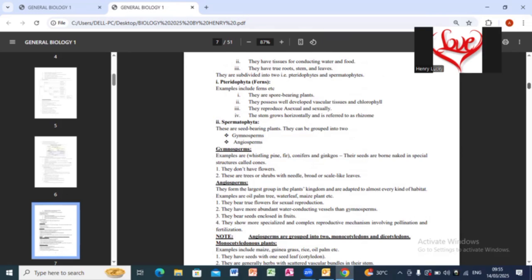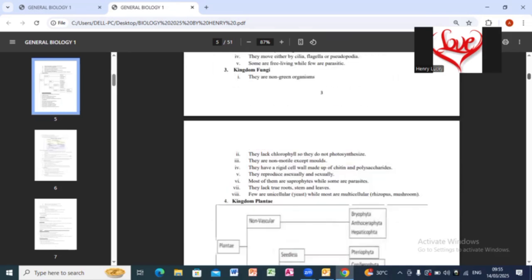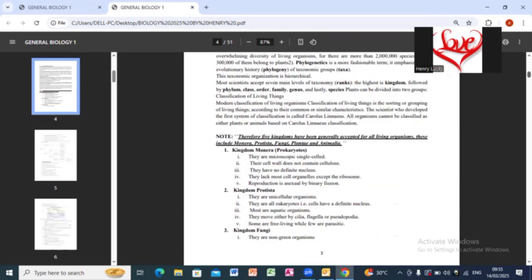And each of them have their respective characteristics, what they possess in each of them. Now, let me just briefly run through this kingdom. Mind you, I said kingdom is the largest of all classification. So the kingdom Monera are referred to as prokaryotic organisms because they are single cell structured plants. They do not contain cellulose. They lack organelles for ribosomes too. Then when we talk about kingdom Protista, they are unicellular organisms. That makes them to be eukaryotic in nature.